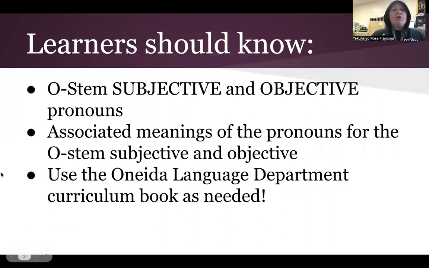So learners should know the O stem subjective and objective pronouns. They should know the associated meanings of the pronouns for the O stem subjective and objective. And be sure to use your Oneida Language Department curriculum book as needed. That would be the first 6 months curriculum book.